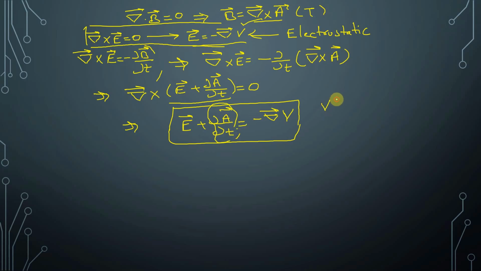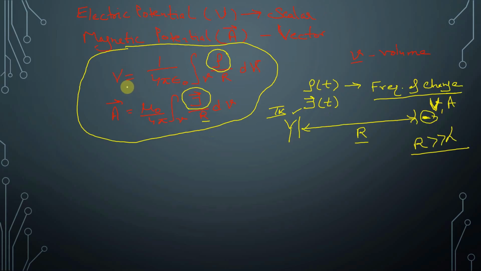So the unit will be volt per meter. Now we want to study this retarded potential. We have already seen these two equations: V is equal to 1 upon 4 pi epsilon, and this equation. These equations are applicable where we have quasi-static fields.